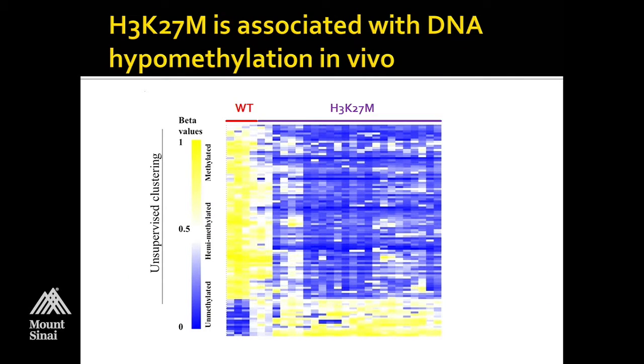If we look at human tumors, we see the same pattern. So this is human tumors that have the K27M, and this is those with wild type. And you can see again that there's global hypomethylation in these tumors that have this lysine 27M mutation.